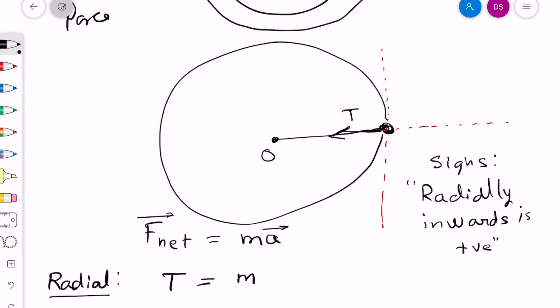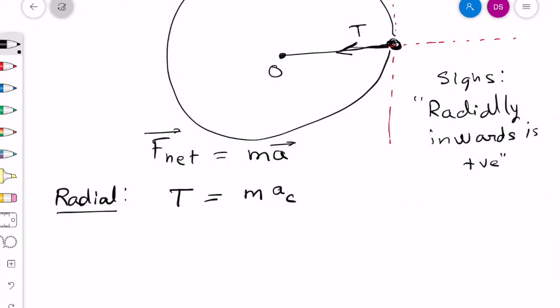Now the acceleration for an object that's going in a circle is always the centripetal acceleration, a_c. Now you might remember from chapter 3 that when an object goes around in a circle, its centripetal acceleration is given by the formula a_c is equal to v squared divided by r. v is the speed of the object on its circular path, and r is the radius of the circle. So T in this case becomes equal to mv squared divided by r. And that is Newton's second law in the radial direction.